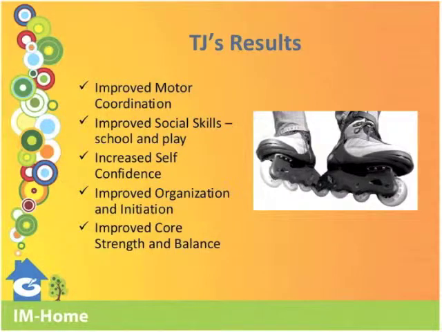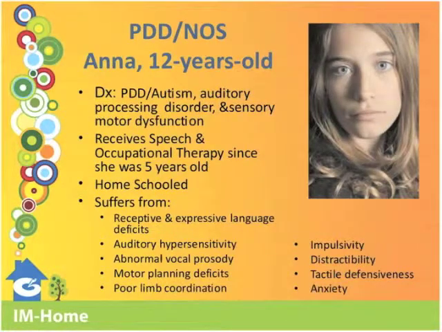TJ did training with Interactive Metronome for 18 sessions, and at the end of those 18 sessions, the reports from his parents and teachers were that he had improved motor coordination, improved social skills in school and play, increased self-confidence, improved organization and initiation, and improved core strength and balance. Those are pretty good results in a short period of training time.